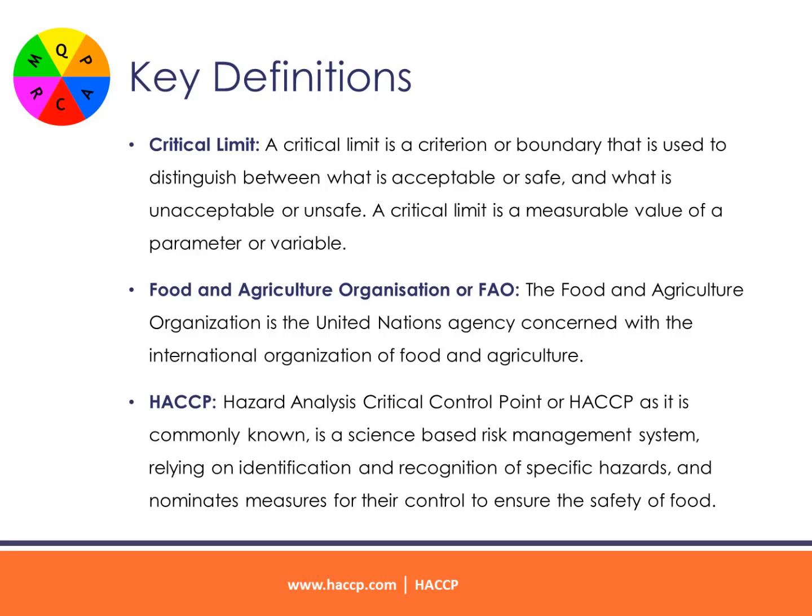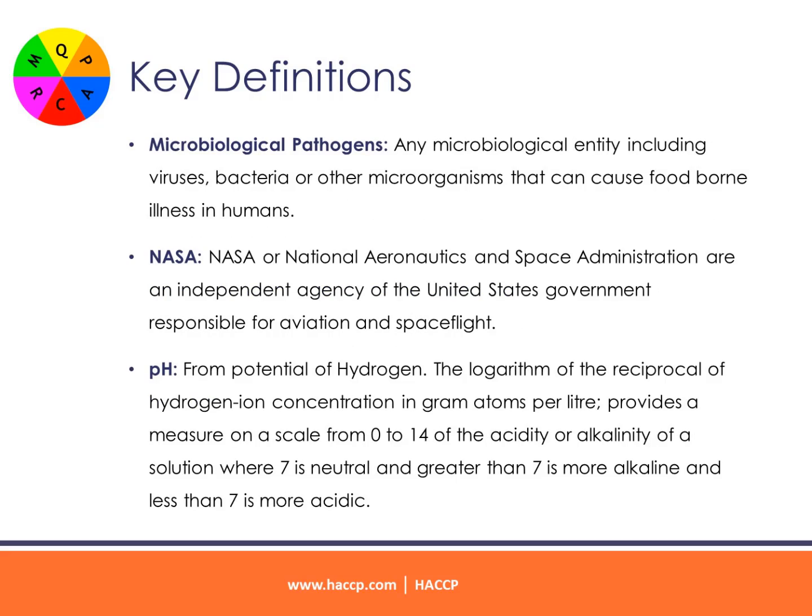Food and Agriculture Organization or FAO. The Food and Agriculture Organization is the United Nations agency concerned with international food and agriculture. HACCP: Hazard Analysis Critical Control Point, as it is commonly known, is a science-based risk management system, relying on identification and recognition of specific hazards, that nominates measures for their control to ensure the safety of food.